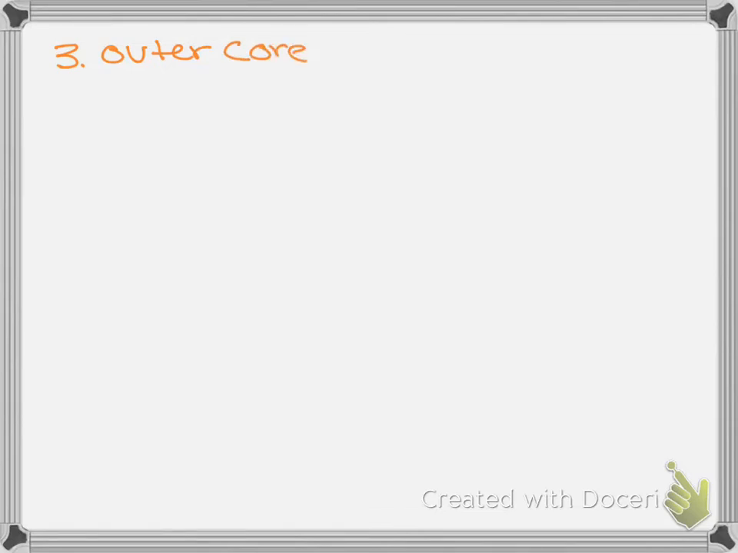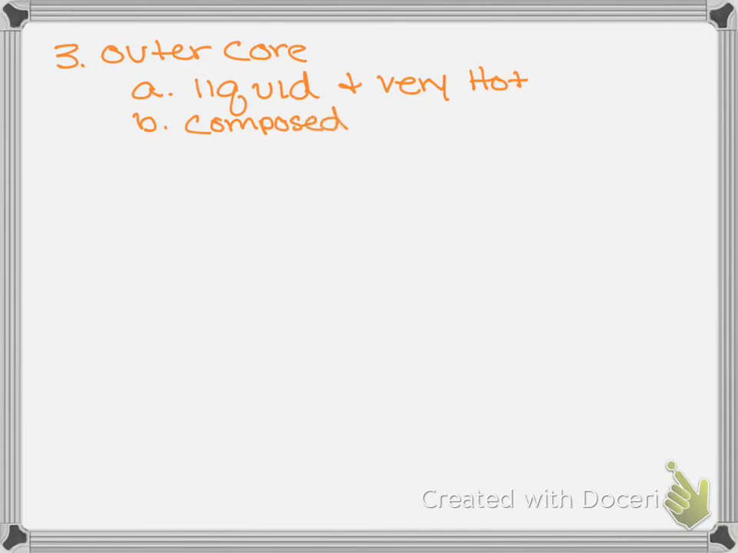Within the outer core, it's very interesting because this section is liquid and very hot. It is mostly composed of iron and nickel. That's why when we're doing our lab, we use iron nails to symbolize the outer core, as well as the inner core, which you'll find out in a minute.